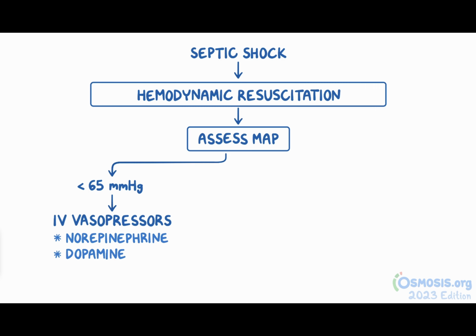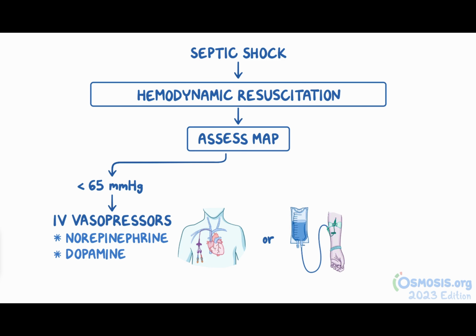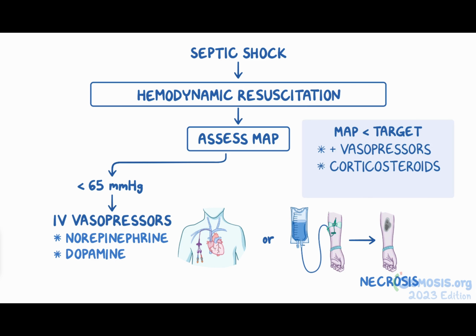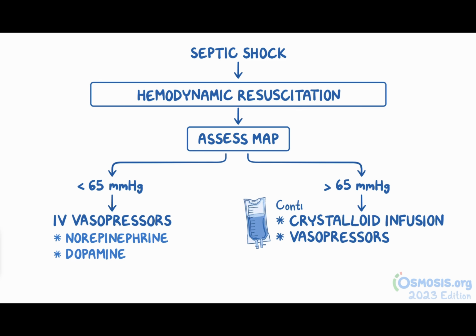Vasopressors are best administered through CVC, but if one has not been placed, they can also be given through a peripheral IV. However, there is a small risk of peripheral tissue necrosis associated with peripheral infusion of vasopressors, especially if given for long periods of time. If the MAP remains below target, additional vasopressors, corticosteroids, and even RBC transfusion may be added to reach a MAP of 65 or more. Once a MAP of 65 millimeters of mercury is achieved, the rate of crystalloid infusion and doses of vasopressors should be continued and subsequently titrated to maintain this goal.